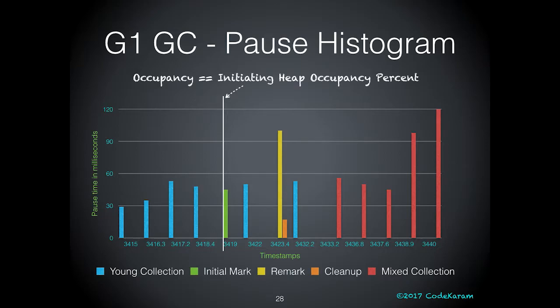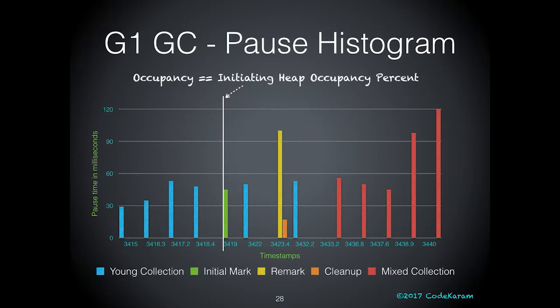So then you see the incremental collection, which is also known as mixed collection, or you can also call it incremental compaction. There are different ways, but it's the same thing. So we see 5 different mixed collections here. And during that, we're collecting these candidate regions.